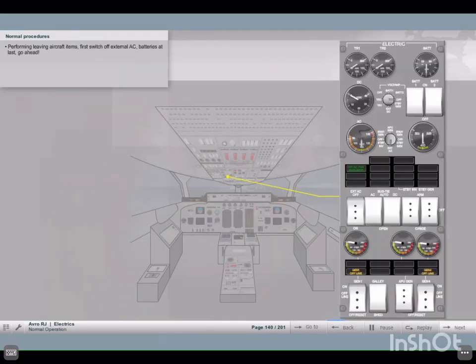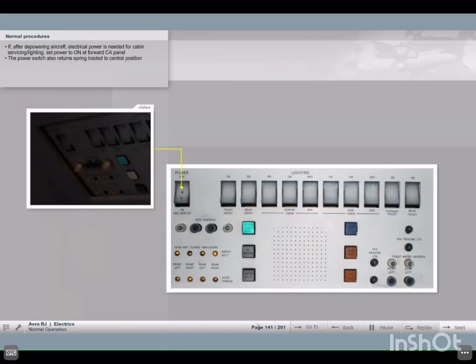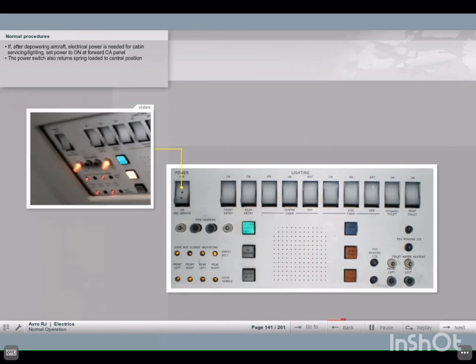When performing the leaving aircraft items, we switch off electrical power in the following order. First, external AC is selected off, and thereafter the batteries are switched off. Go ahead. If after shutdown power is needed in the cabin for servicing, cleaning, or lighting, the power switch on the forward cabin attendant panel is set to on. Note that this switch is also returning to its central position after on selection.